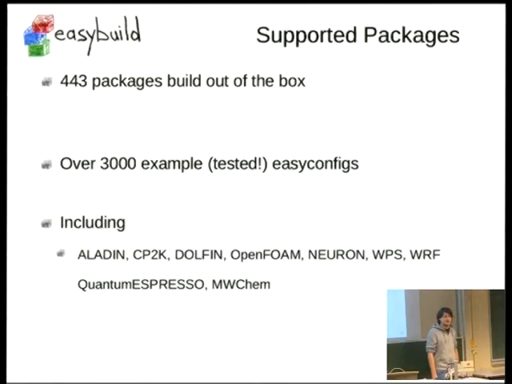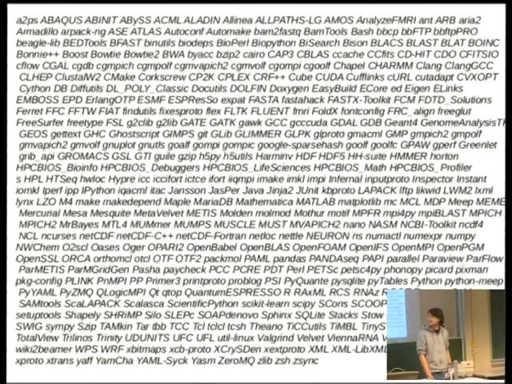Currently, what we released: 443 packages are in our public Git repository with over 3,000 easy configs, so with a lot of different versions, a lot of different toolchains. This includes a few very hard to build software packages. If you have to install them yourself, you will know that. Over here last year as well, I made a list of all the packages that were in there. Then it was readable. There were about 150, so in 1 year time, we added another 300.